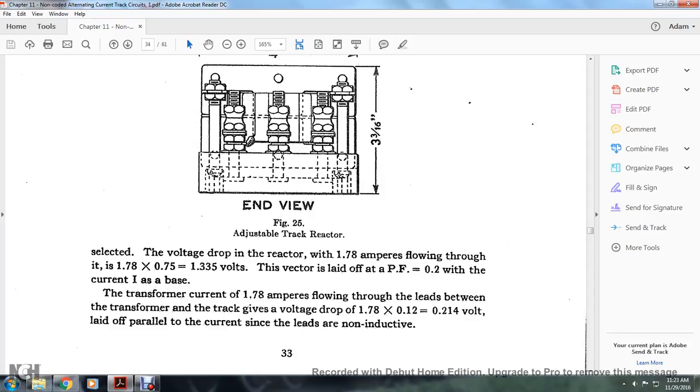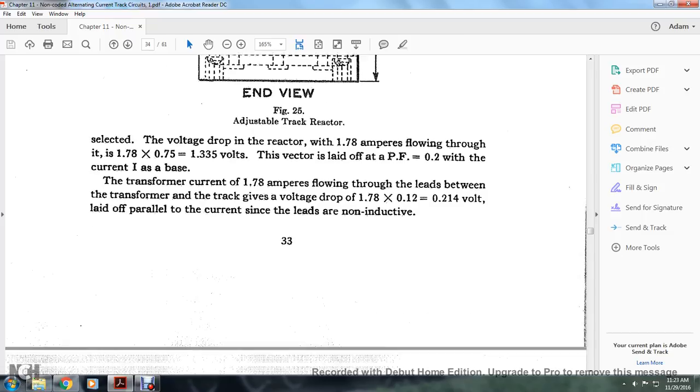Selected with the voltage drop of the reactor, with 1.78 amperes flowing through, 1.78 times 0.75 is equal to 1.335 volts. The vector is laid off with a PF of 0.2 tenths, with the current I as the base. Transformer current 1.78 flowing through the leads between the transformer and the track gives the voltage drop of 1.78 times 0.112, equal to 0.214 volts, laid off parallel with the current since the leads are non-inductive.